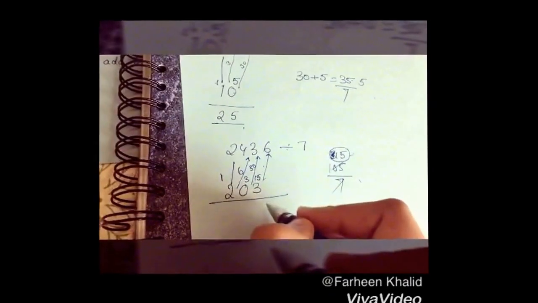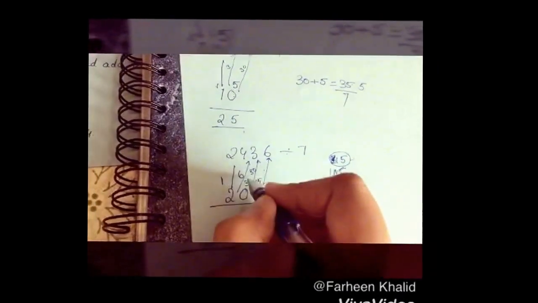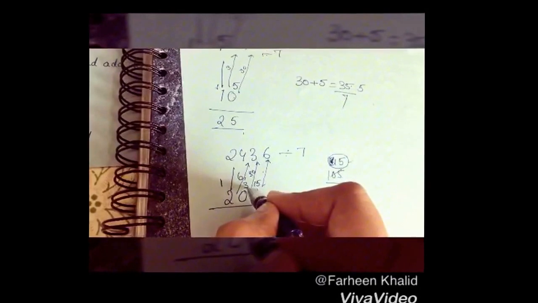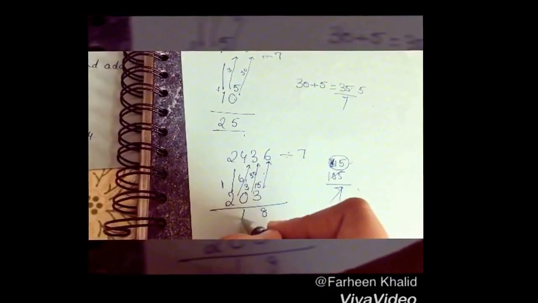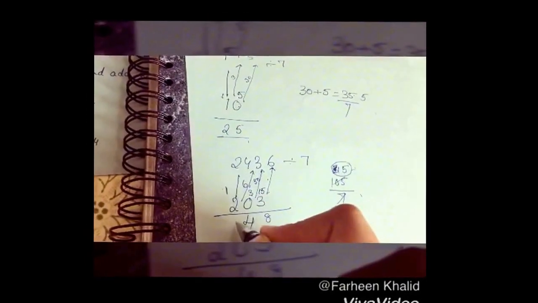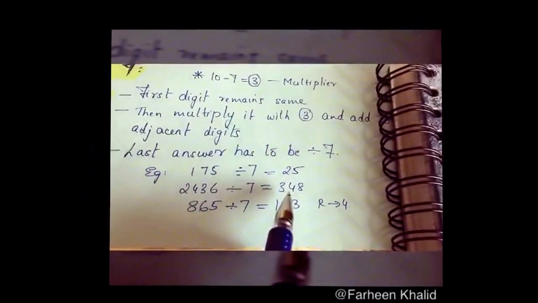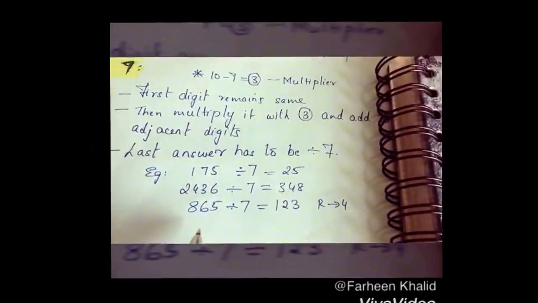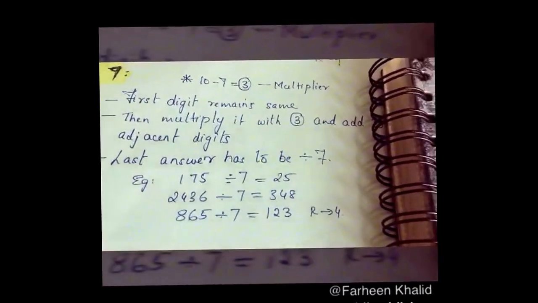So 15 plus 3 is how much? 18. 18, and you have a 3 carryover. Now you have a 1 carryover, makes it 4, and 2 plus 1 makes it 3. So 348 should be your answer. Here it is. Now let's take the case with the remainder here.